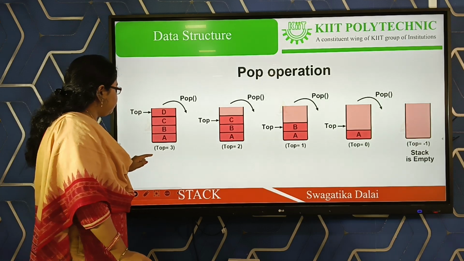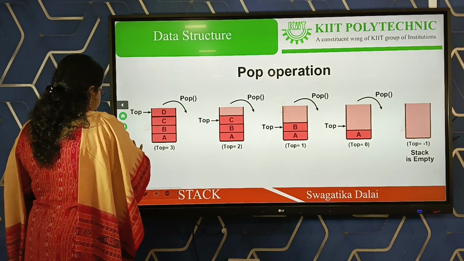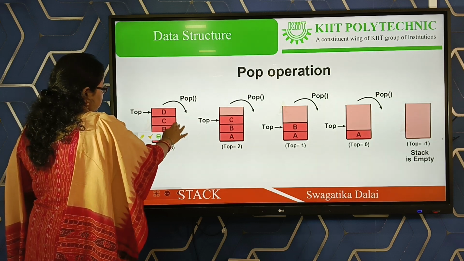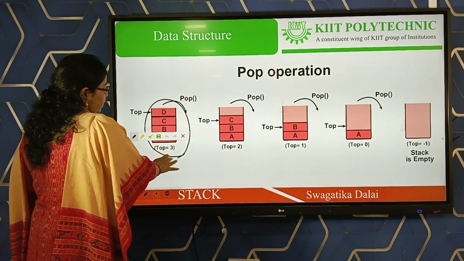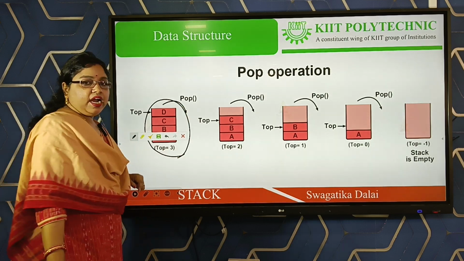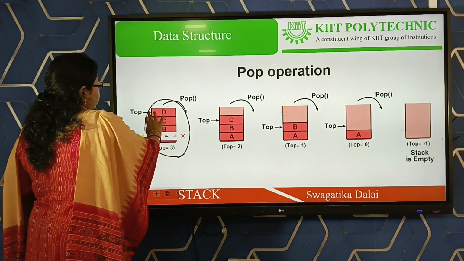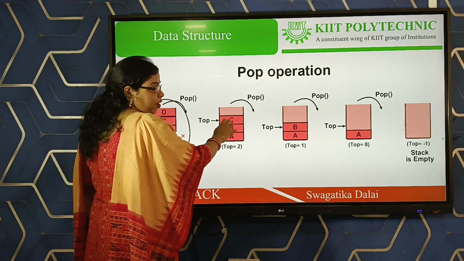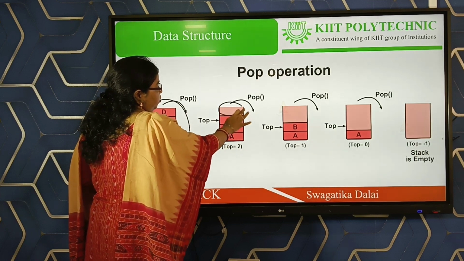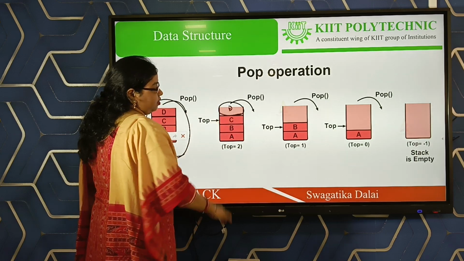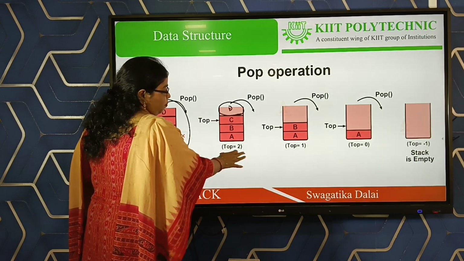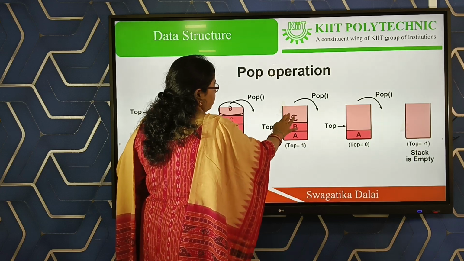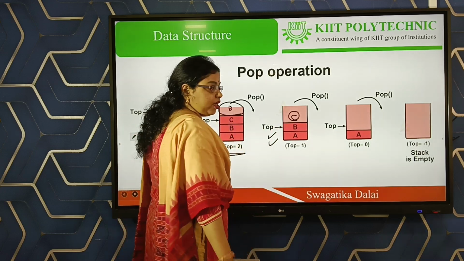So in this example, as you can see in the diagram, this is a full stack, meaning 4 elements are there and top is 3. Top is at position 3. If we want to remove an element, as the first step we remove the element D from here. So now the top is 2. Next we delete the element C from here, and now the top is 1.